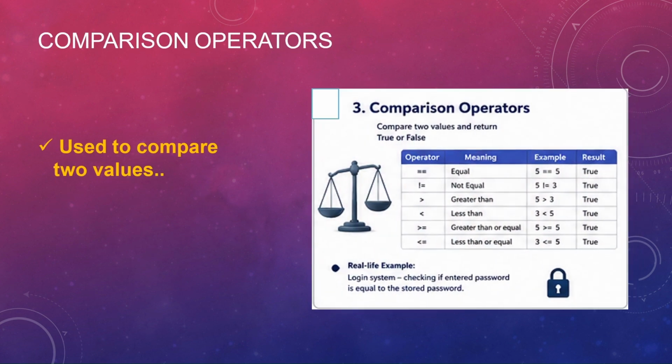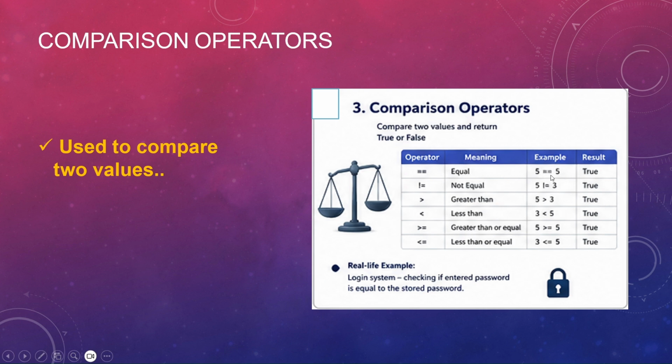Now next we move on to comparison operators. Comparison is used to compare values. Whenever you compare values, the result is either true or false, correct? Just now I told you a single equal to and a double equal to have different meanings in Python. Single equal to was assignment, double equal to is comparison.